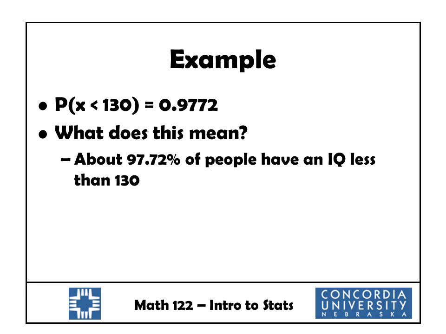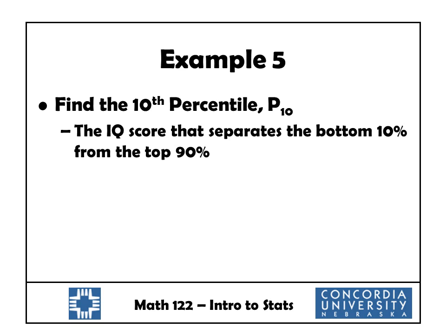What does that mean? Well, about 97% of people have an IQ less than 130. Again, I want to stress the point that a probability is the same as a percentage, which is the same as an area underneath the density curve.